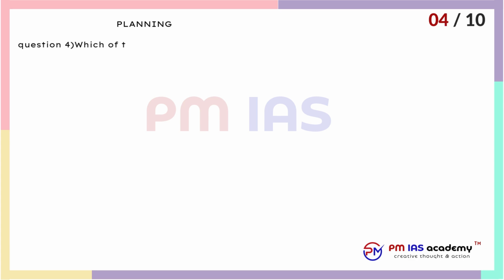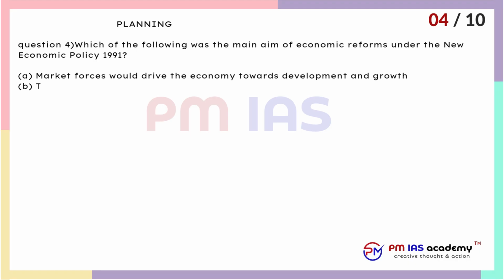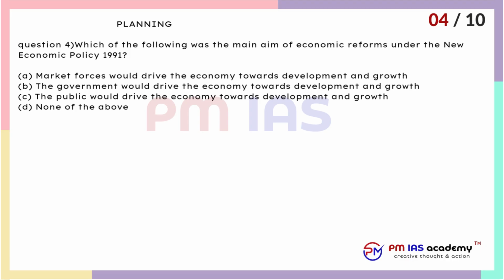Question 4. Which of the following was the main aim of economic reforms under the new economic policy 1991? A. Market forces would drive the economy towards development and growth. B. The government would drive the economy towards development and growth. C. The public would drive the economy towards development and growth. D. None of the above.